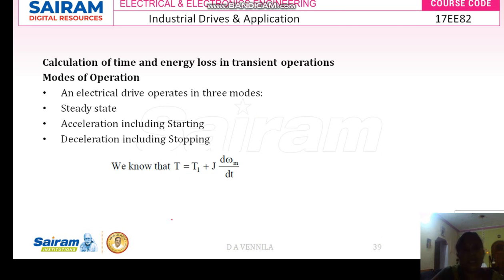This is the basic equation for your analysis. This is nothing but the dynamics of motor load systems. This T is nothing but your motor torque, and this T1 is nothing but your load torque. The motor torque will be given by T1 plus J d omega m divided by dt. Now using this we are going to discuss acceleration, deceleration and steady state.